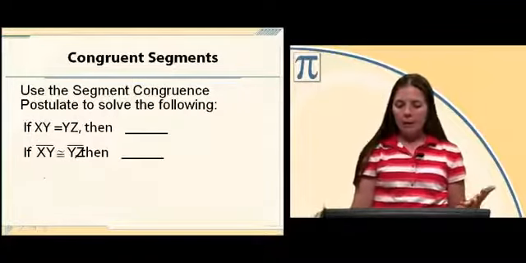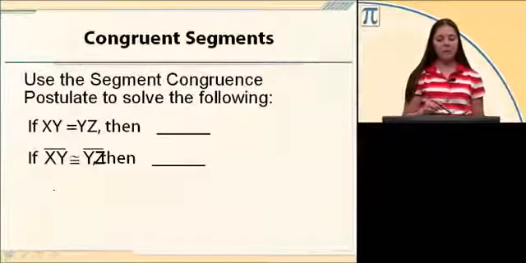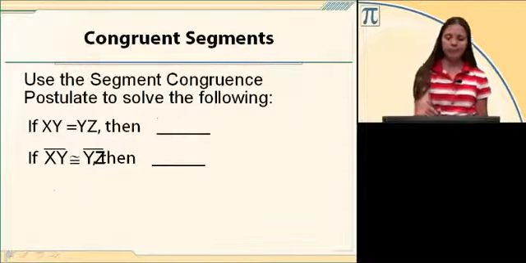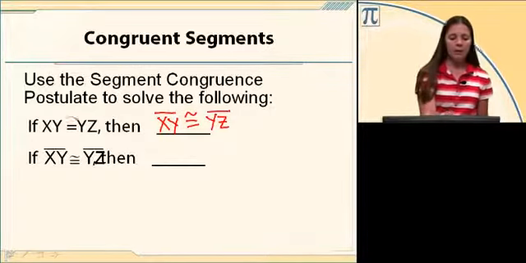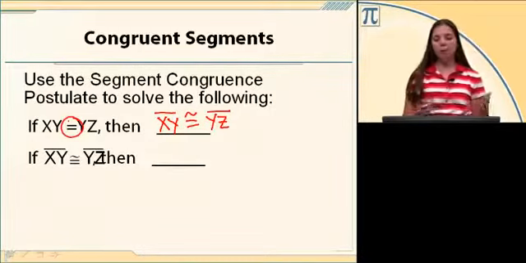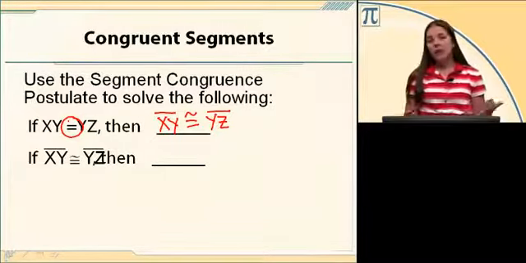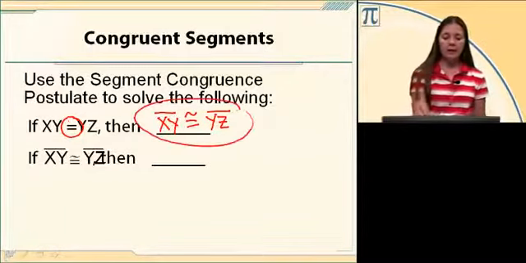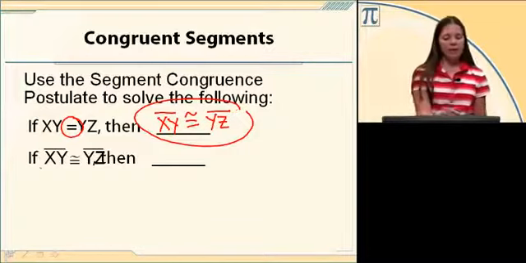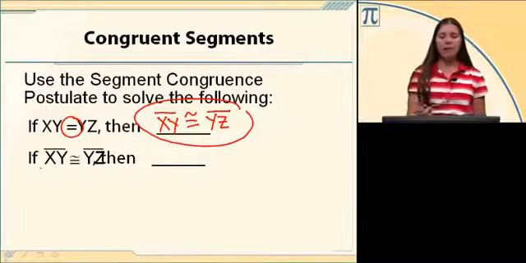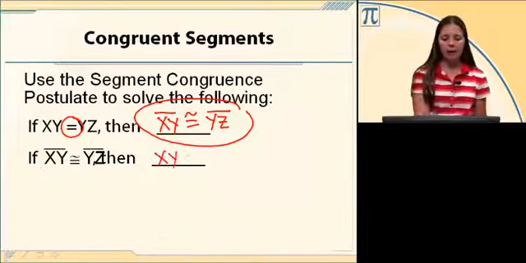Let's use the segment congruence postulate to solve the following. If XY equals YZ, then segment XY is congruent to YZ. Now this equal sign tells me that I'm talking about the actual length of it, or the measure of it. It's 7 inches, 7 miles, 7 meters. Where this is just saying that the two figures are the same size. If segment XY is congruent to segment YZ, then XY equals YZ.